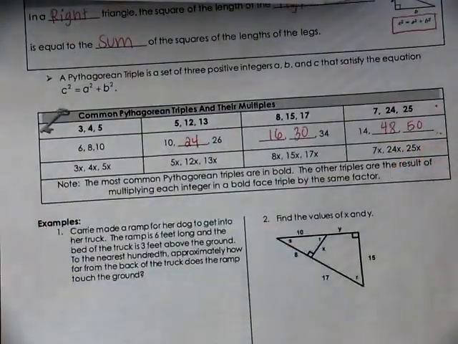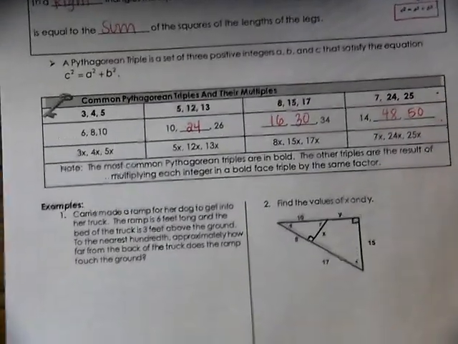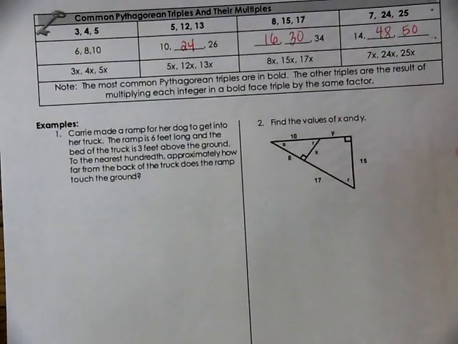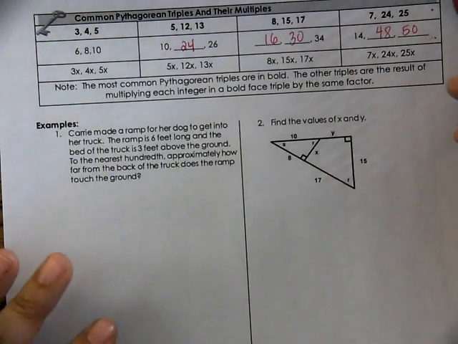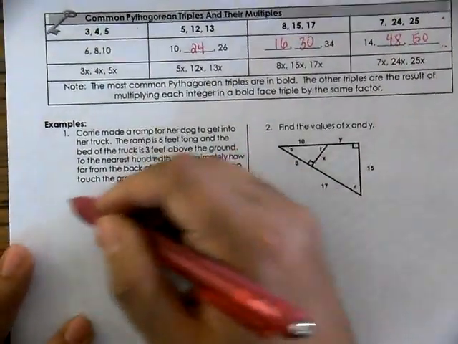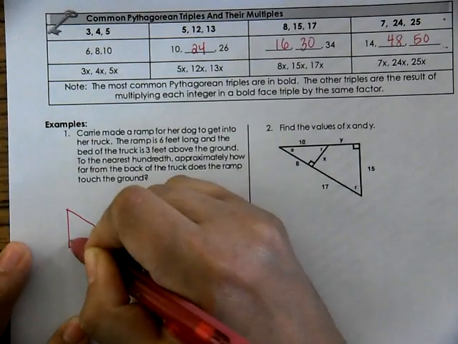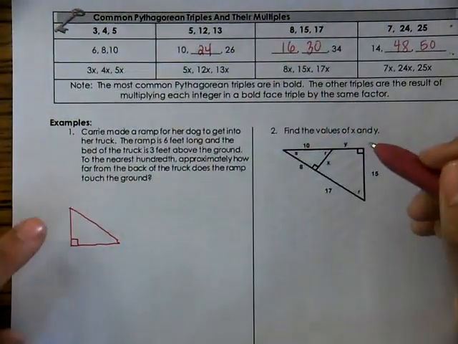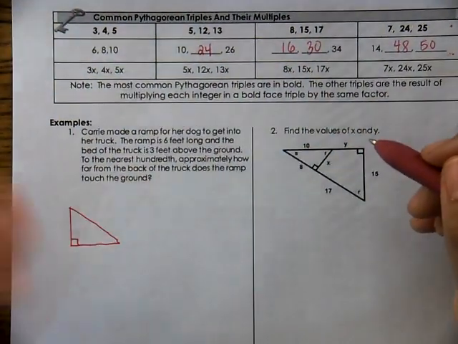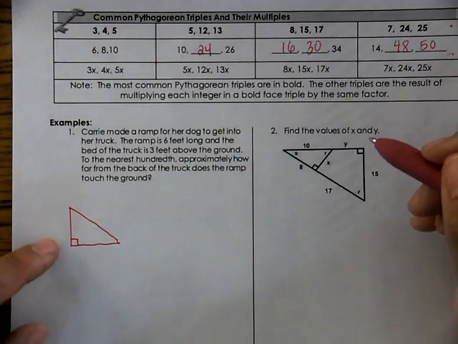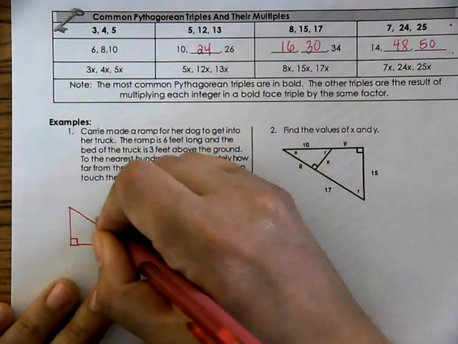Okay, so it says, Carrie made a ramp for her dog to get into her truck. The ramp is 6 feet long, and the bed of the truck is 3 feet above the ground. So we're going to draw this out. There's the ramp, a right angle here because it is a straight, like a horizontal and a vertical line that meet. So the ramp itself, it says, is 6 feet long.